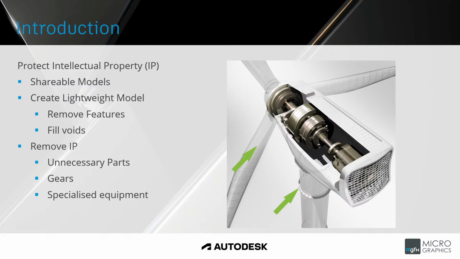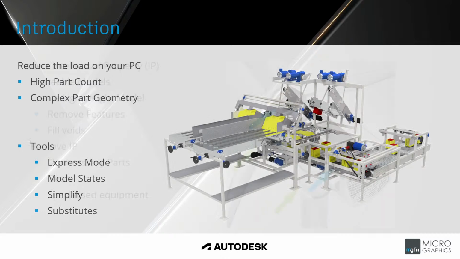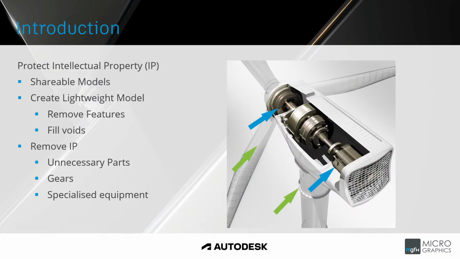And going on to removing that intellectual property, we would look at removing any unnecessary parts within the turbine that are not required for spatial planning. There could be things like gears and shafts, internal components, that entire internal assembly can be removed. And especially specialized equipment where you may hold patents, and you don't want other people copying those designs. And so that would allow you to strip out the model and share that on. So that would be the first scenario that we may need to simplify down or reduce down complex assemblies.